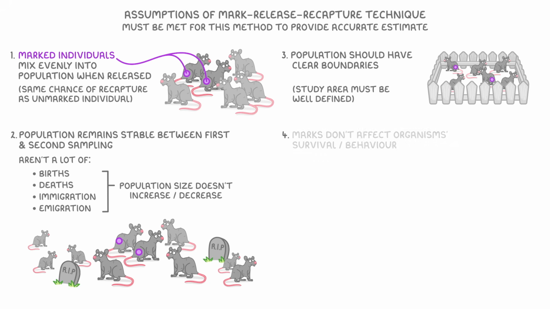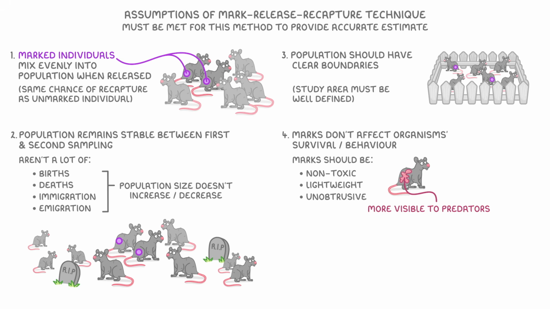Fourth, it's also important that the marks don't affect the organism's survival or behaviour. Basically, this means the marks should be a few things: non-toxic, lightweight, and unobtrusive. For instance, if the mark makes individuals more visible to predators, those marked individuals are more at risk of being eaten, so we might not recapture them.